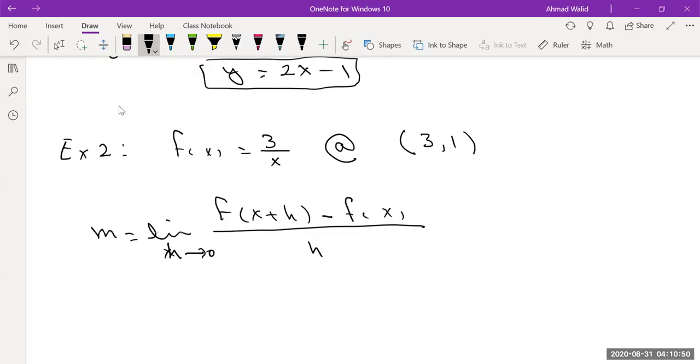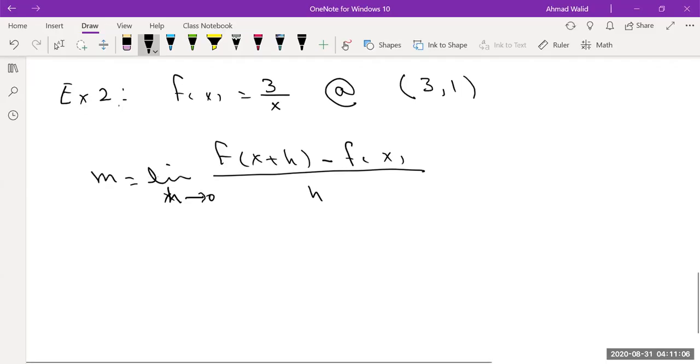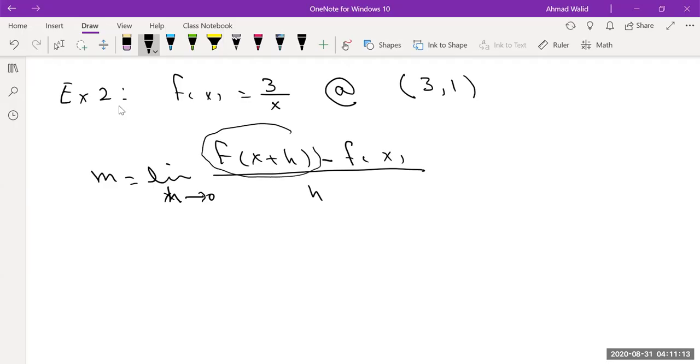Focus here, because some professors put everything at once in this fraction. It gets difficult for students to even understand where these values came from. Let me explain it step by step for you. Look at your formula. You need to find first f of x plus h, and also you need to find f of x, correct?